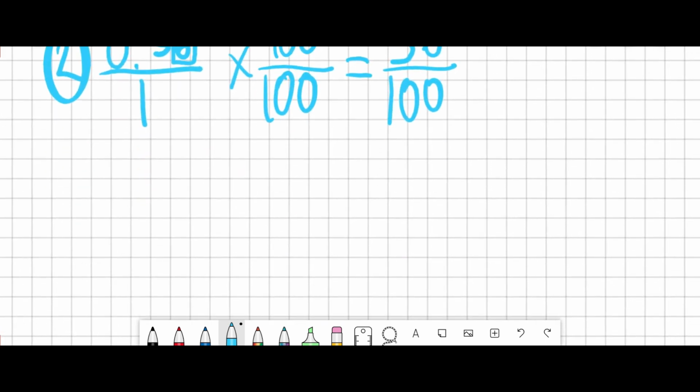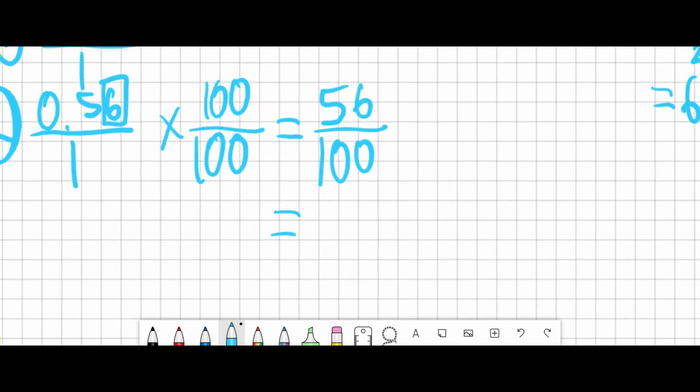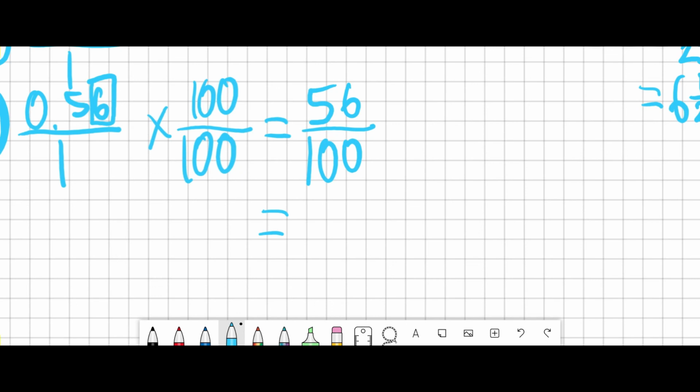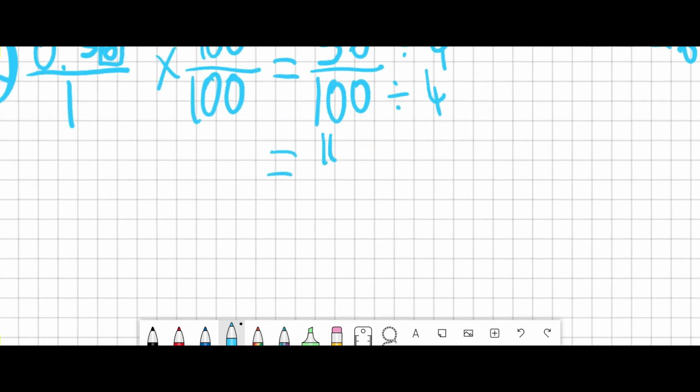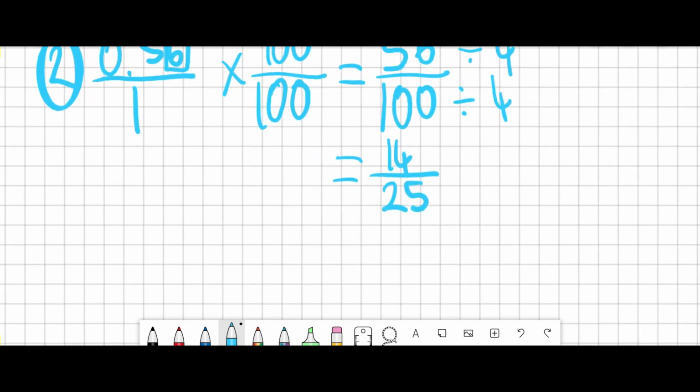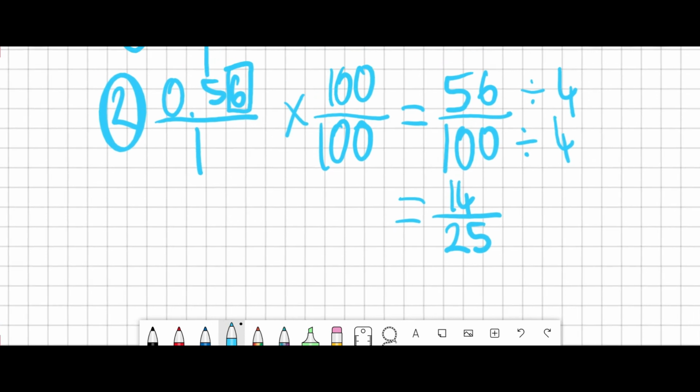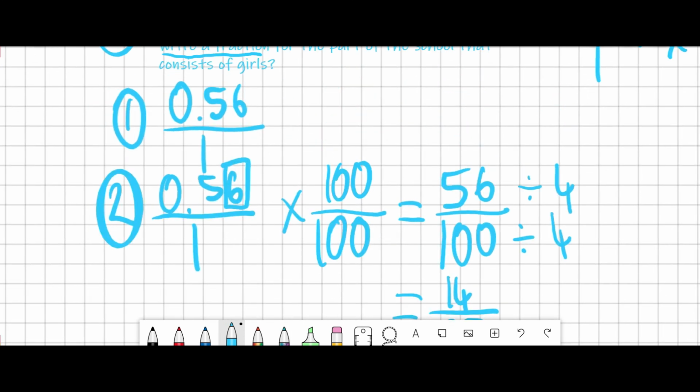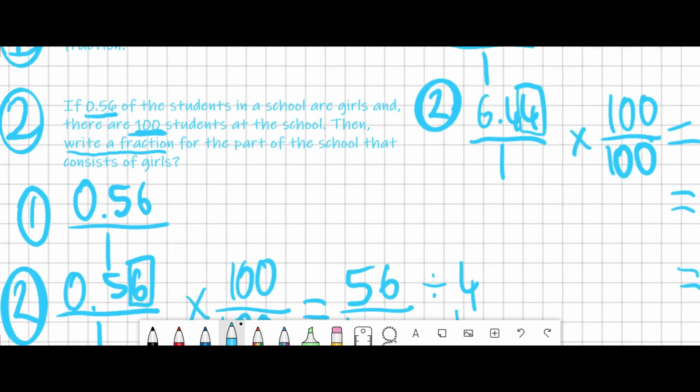And as always, we always have to simplify, so we can divide the numerator by 4, and 100 by 4, which would give us 14 over 25. And I don't think we can simplify it more. So that is the fraction, how much of the school are girls in that particular school.